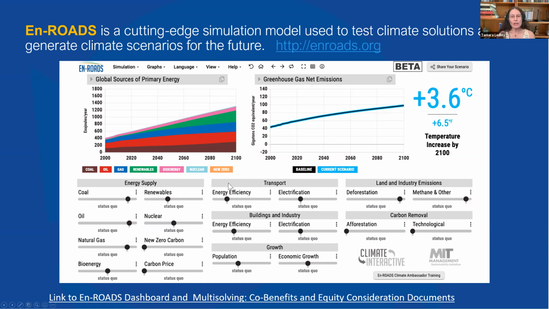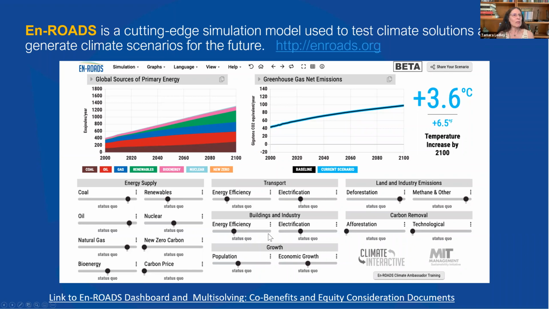Now, there's two things I have on this slide, and the slides are shared in the Google Doc. The link on this slide gives you access to the dashboard and the multi-solving tools. Those are also in the Google folder that I've provided you. This is just a different folder, but I'm just going to review that a bit. So let's pay attention first to these three columns here. This is energy supply, so that you can impact solutions for coal, oil, natural gas, bioenergy, renewable energy, nuclear, new zero carbon, and you could implement a carbon price.